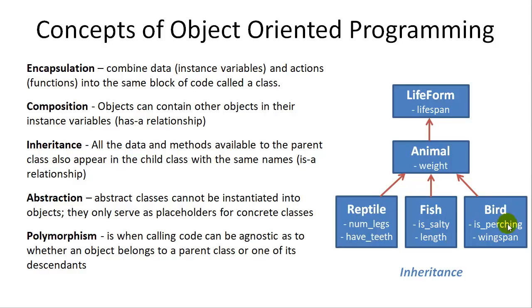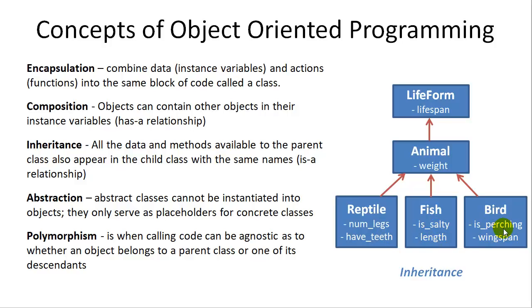And basically, every single one of these types of animals has a lifespan and a weight that it can access through its parent class. This is a parent class. So it's inheriting all of these attributes, plus it adds on some specific attributes of its own class. So a reptile may have a number of legs and a boolean for has teeth or not. And then a fish could be saltwater or freshwater, so is saltwater, or length.